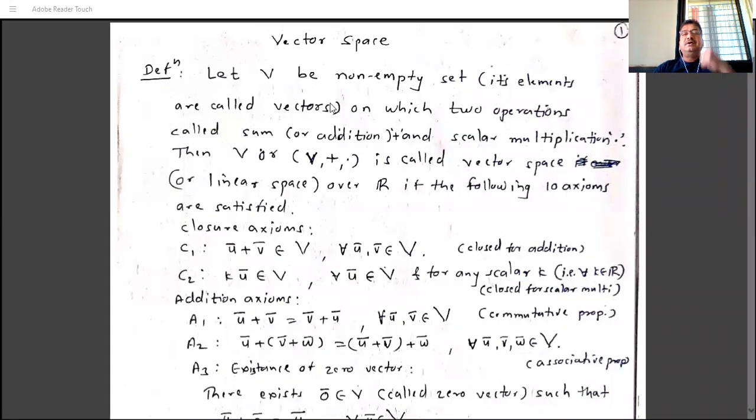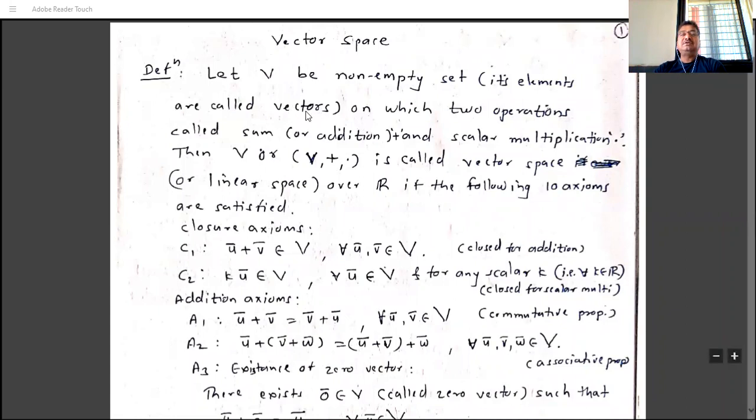Vector space. Definition of vector space. Let V be a non-empty set and its elements are called vectors. The elements of V, that is the vector space, are called vectors. But we just say the elements of V as a vector. In physics, a vector means a quantity having direction and magnitude.